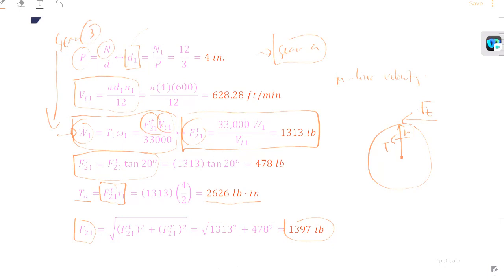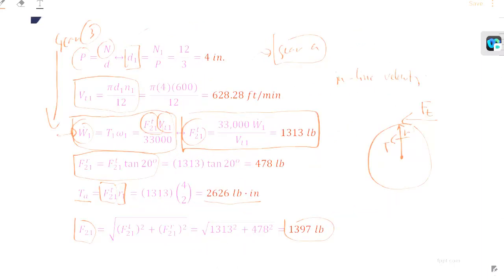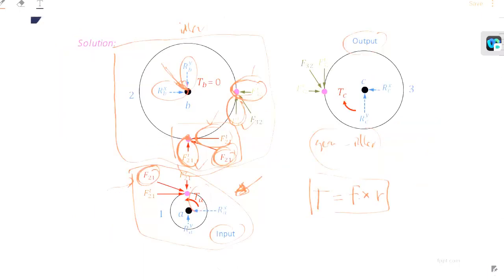So this is calculated for gear 2. Gear A or gear 1. Okay, this is gear 1. For gear 1, the same procedures, you could calculate for gear 3. Okay, then you will get the value here. So this value actually is the same as the various values.